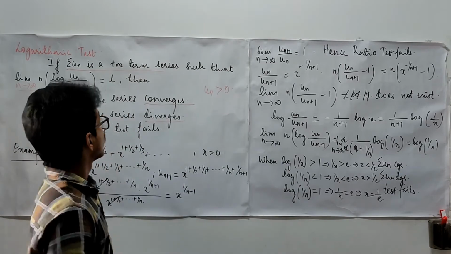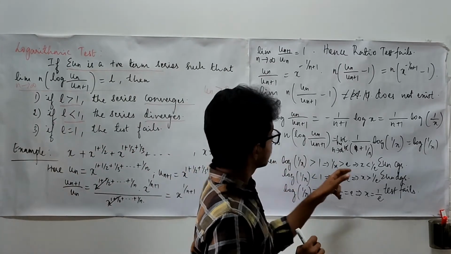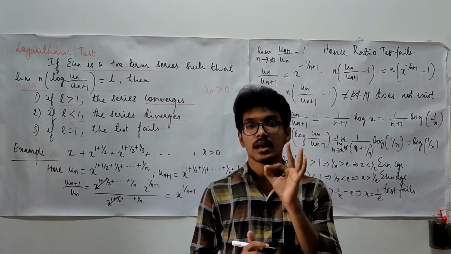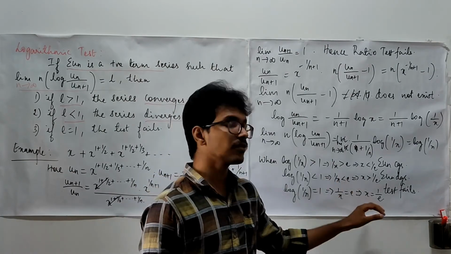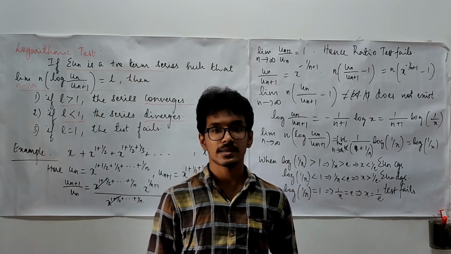Okay, so for this series we have examined the convergence when x is smaller than 1 upon e and when x is bigger than 1 upon e, and it is still remaining to check what happens when x is 1 upon e. That we will see using Gauss test.